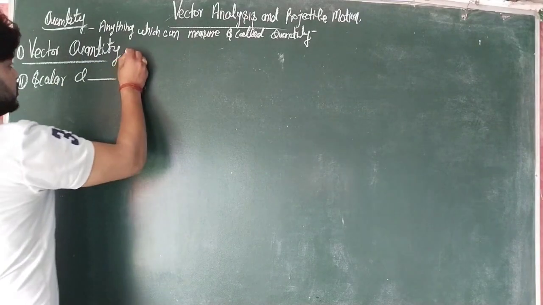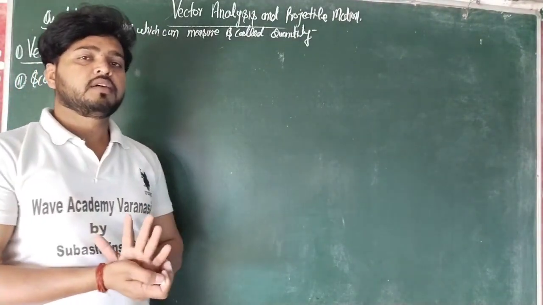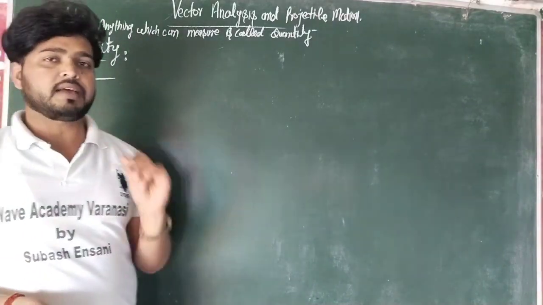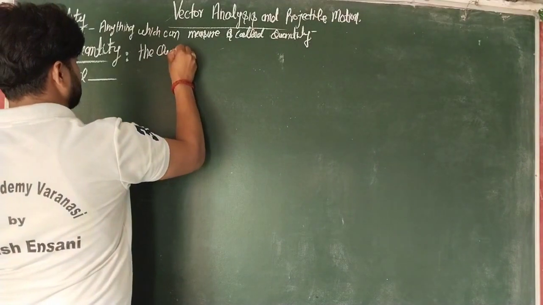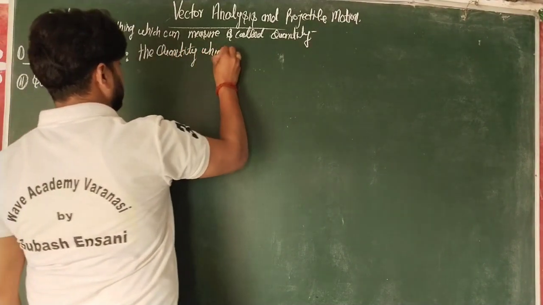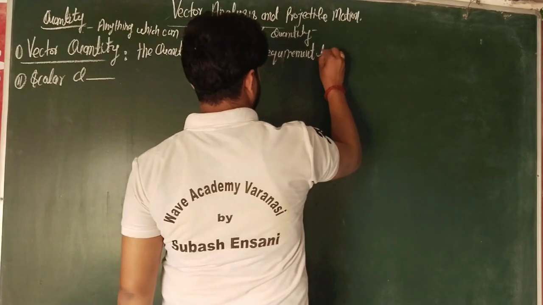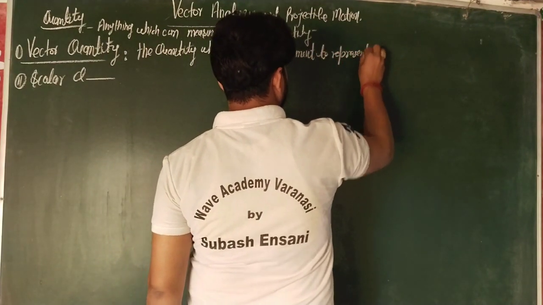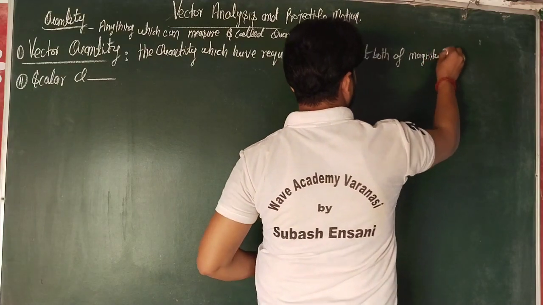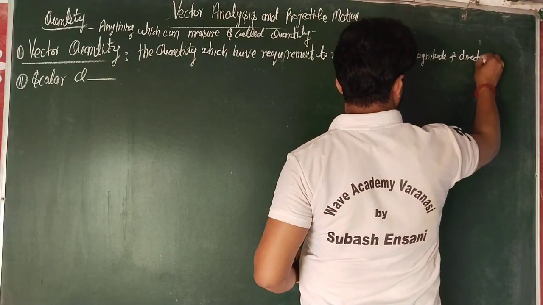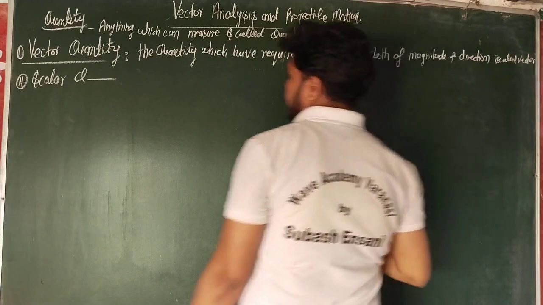First of all, we know that's about the vector quantity. The quantity which has requirement of both of our magnitudes and direction to represent, the quantity which have requirement of both of our magnitudes and direction, that is known as the vector quantity.